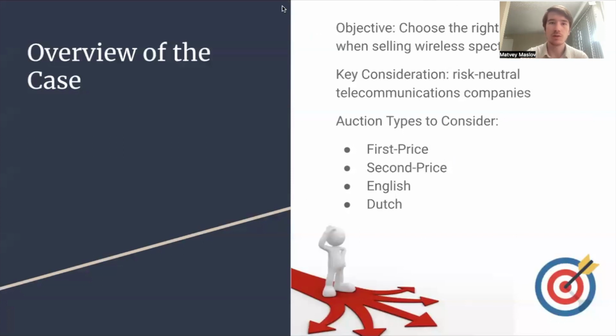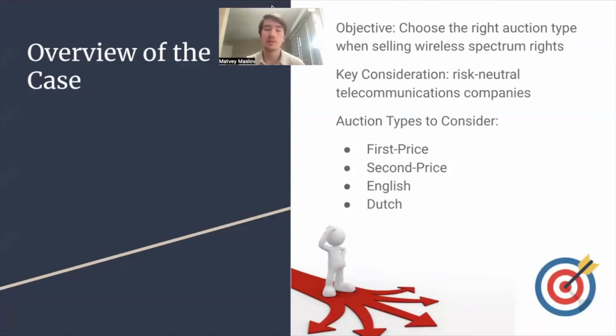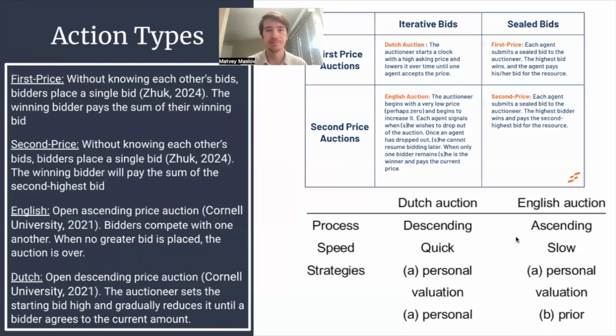Moving on, over here we can see the overview of the specific case. What we're trying to pursue is to choose the right auction type when selling wireless spectrum rights. The main consideration that we want to take into account is that there are going to be risk neutral telecommunications companies bidding on that auction. The four auction types that we're going to consider are first price, second price, English, and Dutch. Now let's get more familiar with each one of them.